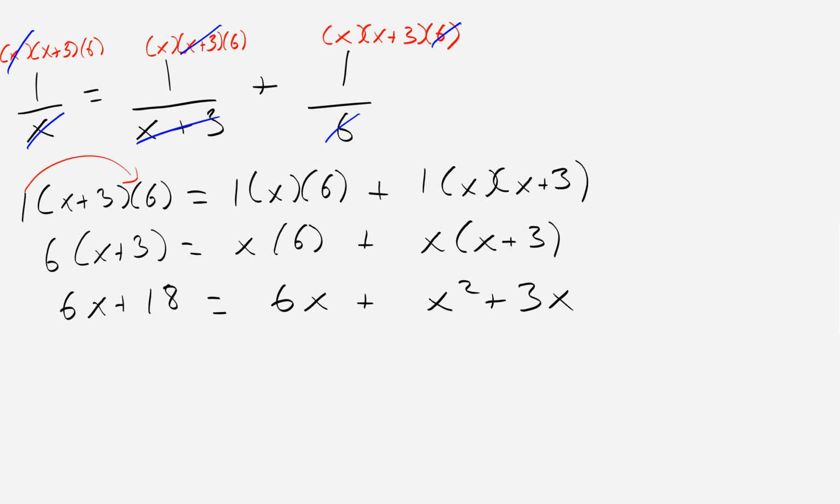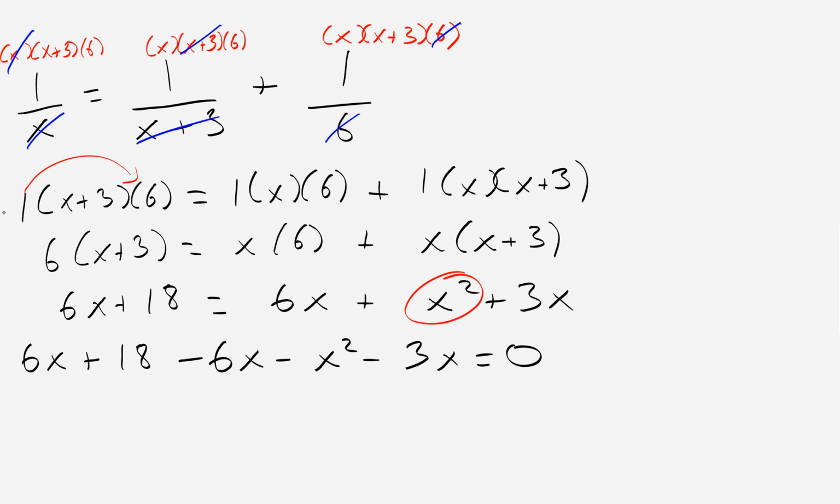So we now see that we have an x squared. When you see an x squared, that generally means a quadratic equation. It's the highest power of x in this line. So on quadratic equations, we like to have everything on one side equal to zero, preferably the left. So I'm going to make sure all my terms are on the left-hand side. So I've got 6x plus 18 minus 6x minus x squared minus 3x is equal to 0. So that's minus x squared minus 3x plus 18 is equal to 0 is what it all will tidy up to.